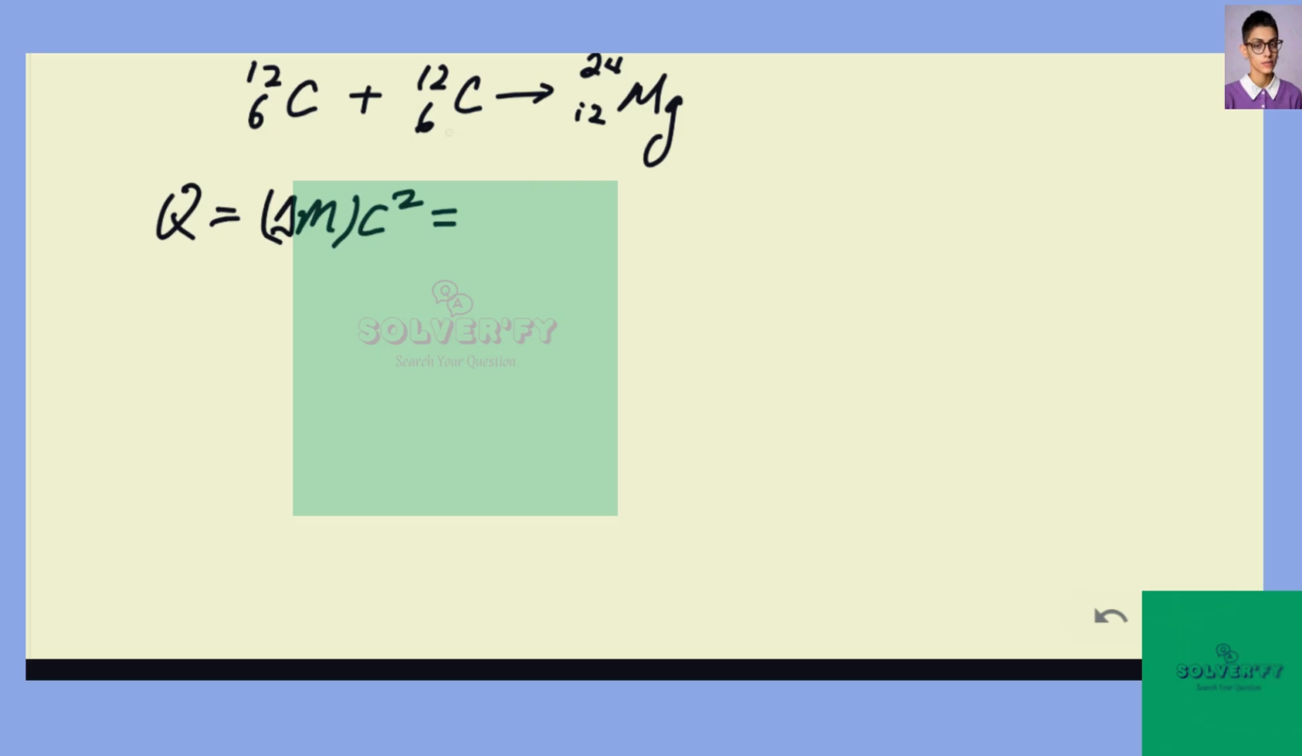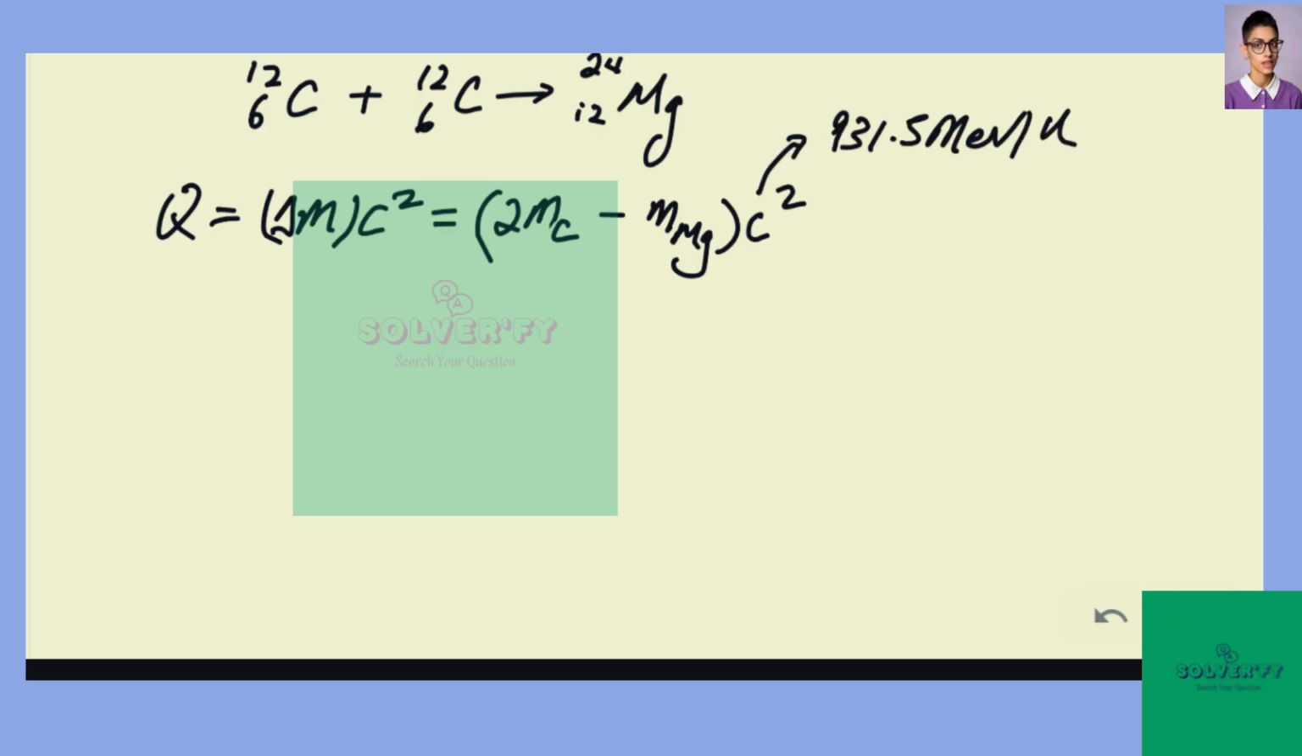And in this case, we'll be taking 2 times the mass of the carbon 12 minus the mass of our magnesium nuclide. So this carbon 12, this magnesium. Multiply this by c squared. C squared we can use 931.5 MeV per u since we are dealing with atomic mass units.